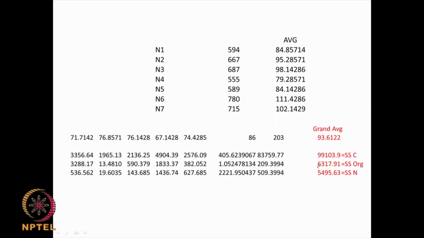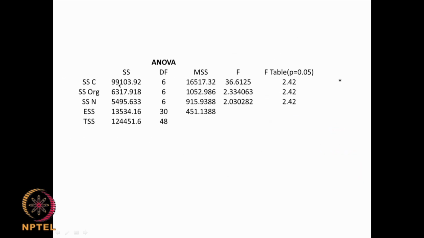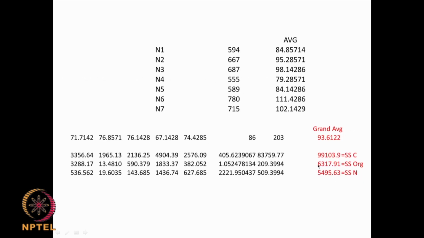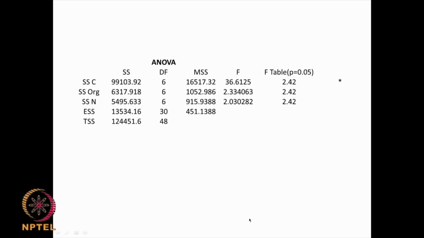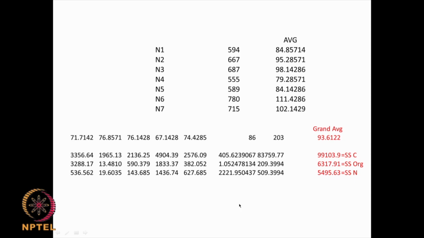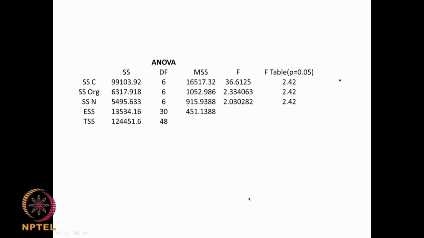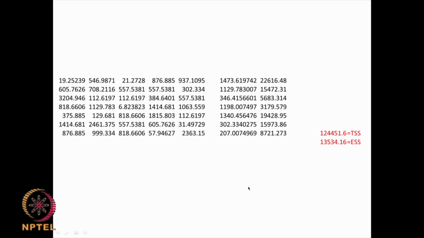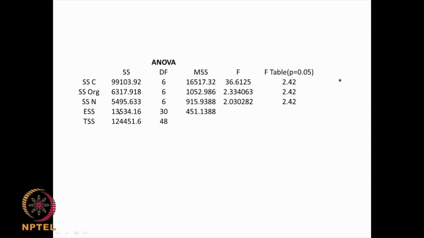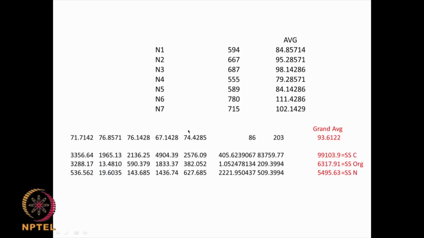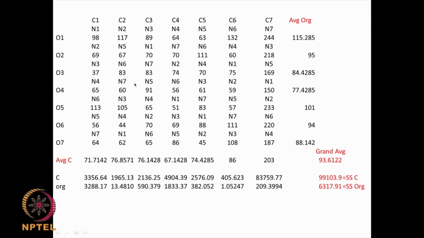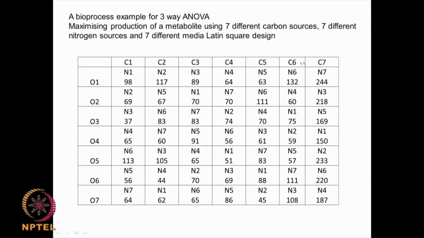Sum of squares for carbon 99103, sum of squares for organism 6317.9, sum of squares for nitrogen 5495.6, total sum of squares is 124451. So how do you get the error sum of squares? We subtract each one of these from this. This is an indication of the error. Now there are totally 7 into 7, 49 data points. As you can see, you remember this, right? Our table, 7 into 7, so it is 49 data points.